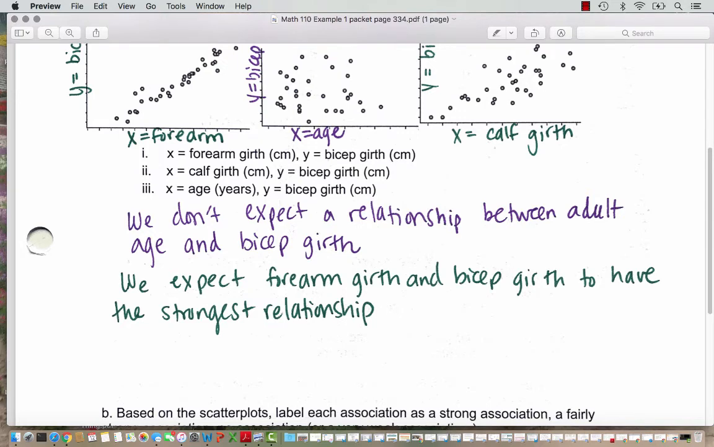And then I put my notes here. We don't expect a relationship between adult age and bicep girth. So that's corresponding with the second scatter plot with the random points. We expect forearm girth and bicep girth to have the strongest relationship, so that's why we chose those variables to label scatter plot 1, the strongest linear relationship.